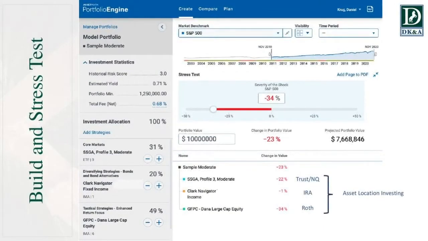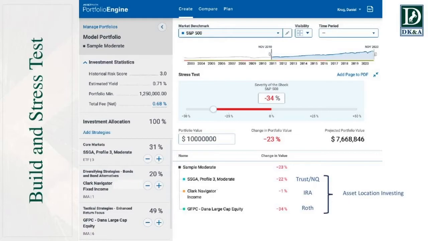So on this next slide, if you look over on the left-hand side, you'll see that we changed the portfolio up a little bit. We added a Clark Navigator fixed income portfolio. We also added a Dana large cap all equity portfolio. The next thing we did was we changed the allocation to match the tax registration, whether we're trying to slow the growth down or whether we're trying to accelerate the growth. So let's see how we've got this played out.